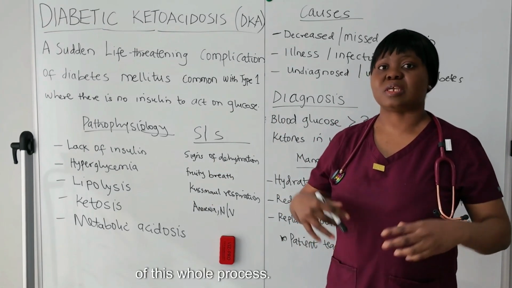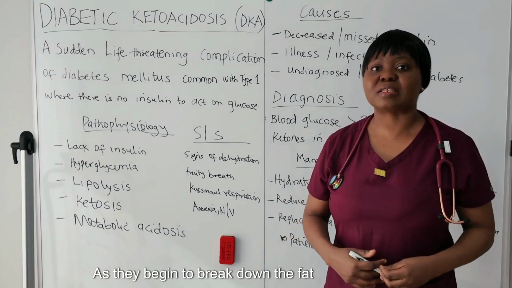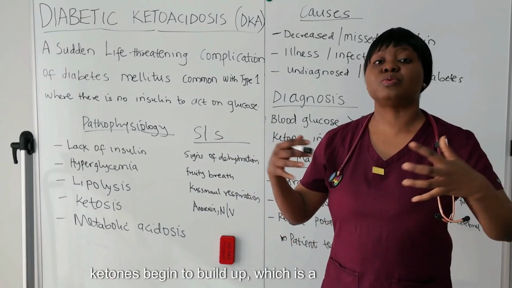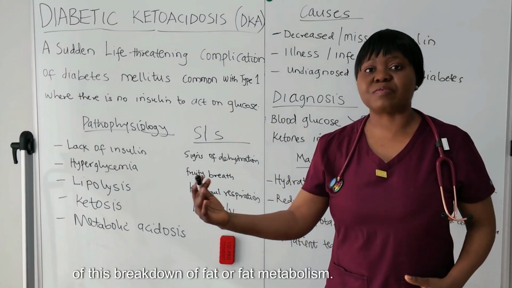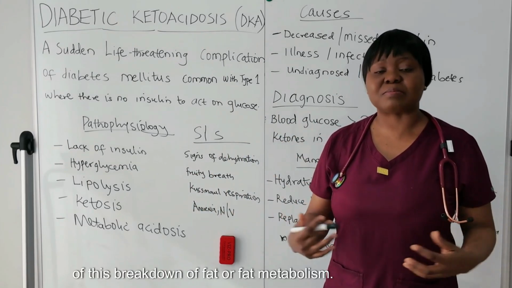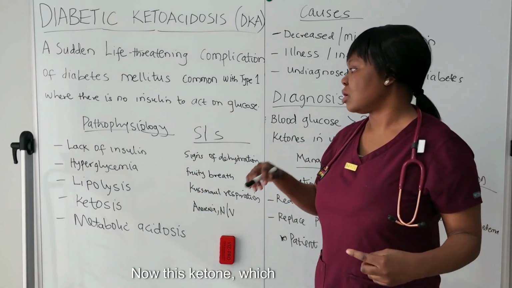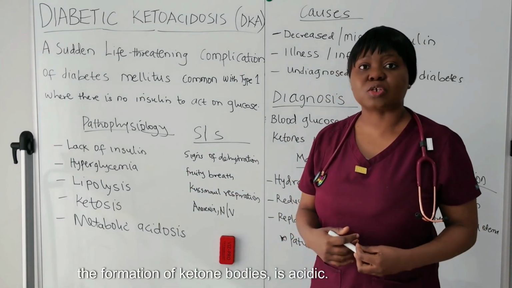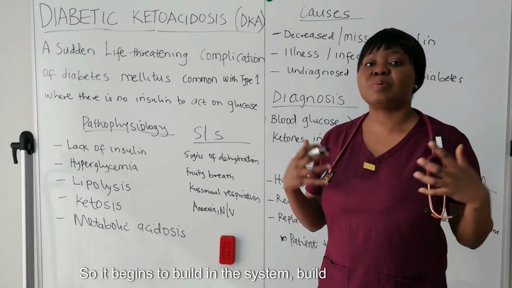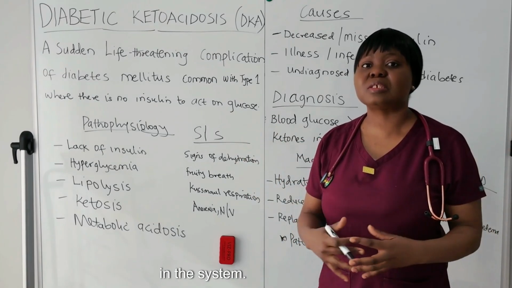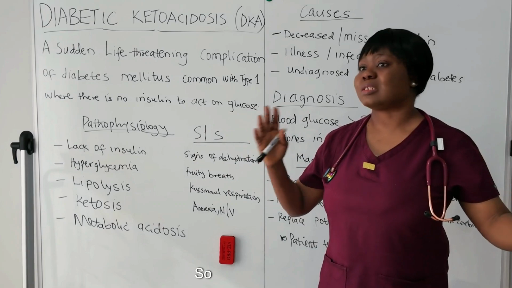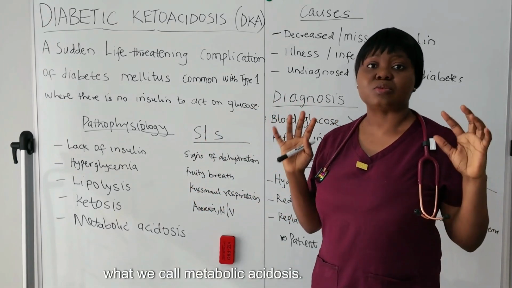They fall back on breakdown of fat, which is what we call lipolysis, the third phase of this whole process. As they begin to break down the fat to release energy, with time, ketones begin to build up, which is a byproduct of this breakdown of fat, or fat metabolism. Now this ketone, which is the fourth phase, ketosis, the formation of ketone bodies, is acidic. So it begins to build in the system, and it gets to a point where there will be imbalance, what we call metabolic acidosis.